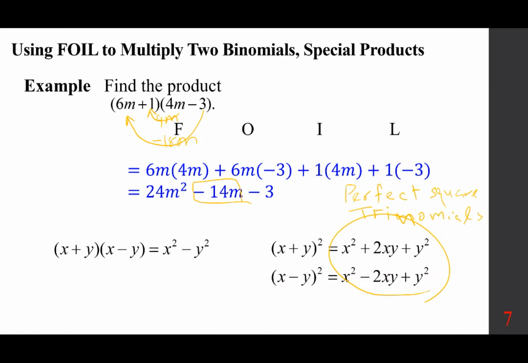Perfect square trinomials. And of course, x plus y times x minus y is x squared minus y squared, the difference of squares. We need to remember those formulas to be able to move on.